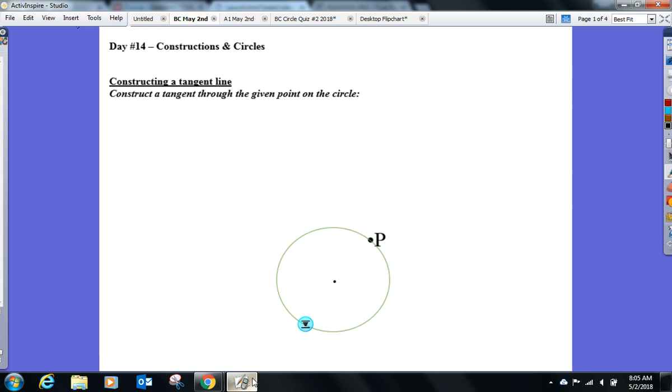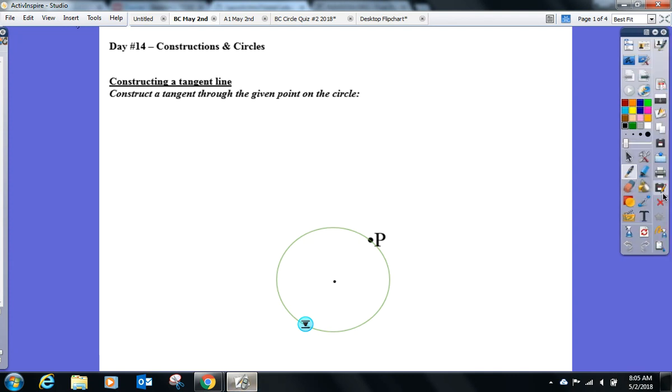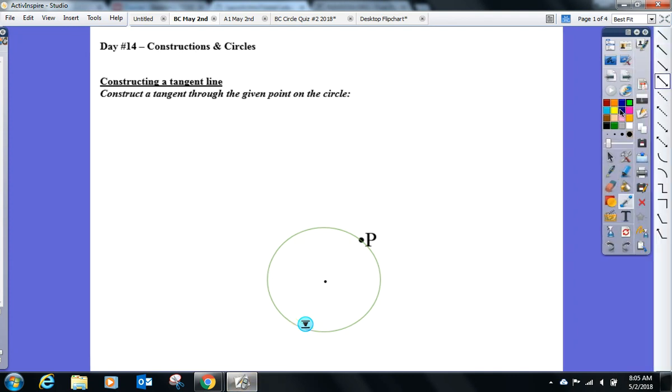First one, construct a tangent line. How many times does the tangent hit the circle? Once. Don't draw it in. So somehow you guys with your compass and straightedge are going to get one of those right now.